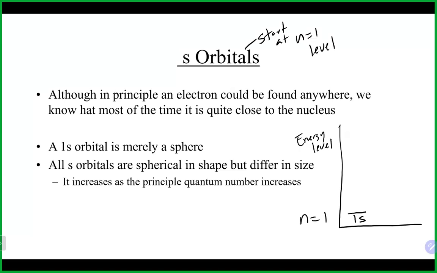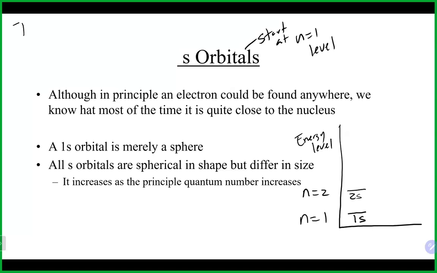And you will have s orbitals on every energy level. So on the second energy level, they would actually be called 2s orbitals. And the 2 is equal to the energy level, or the principal quantum number. The 1 in the first one is equal to the n number as well. S orbitals are merely spheres.